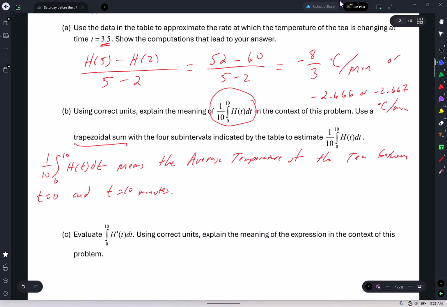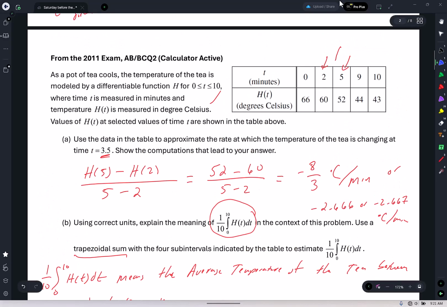Now it says, use the trapezoidal sum with 4 subintervals indicated in the table to get this. Let's see, are my heights all the same? Nope, they're not. So don't even bother. I guess if you memorize the formula for the area of a trapezoid, if you have equal heights, you could use it. But don't just do it. Look, here are my 4: 1, 2, 3, 4. The height of your trapezoid is your delta x. The bases are these. Does that make sense?